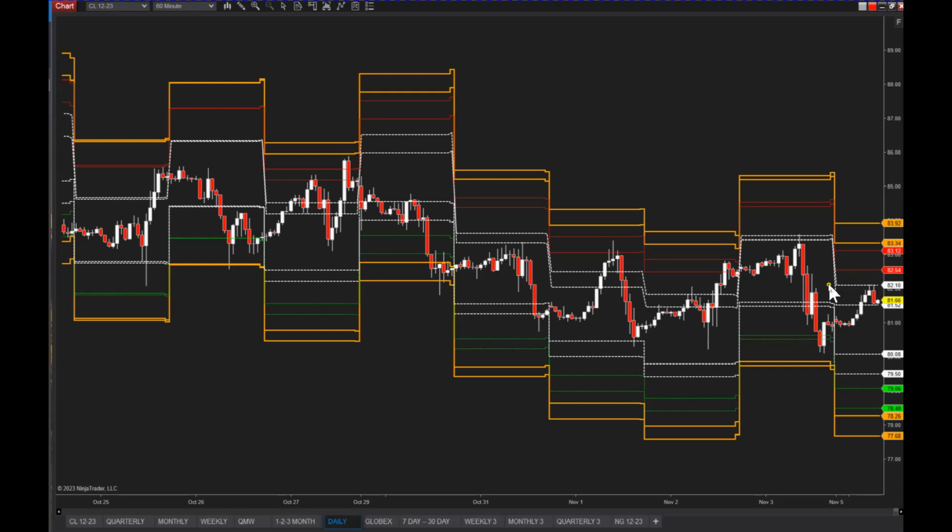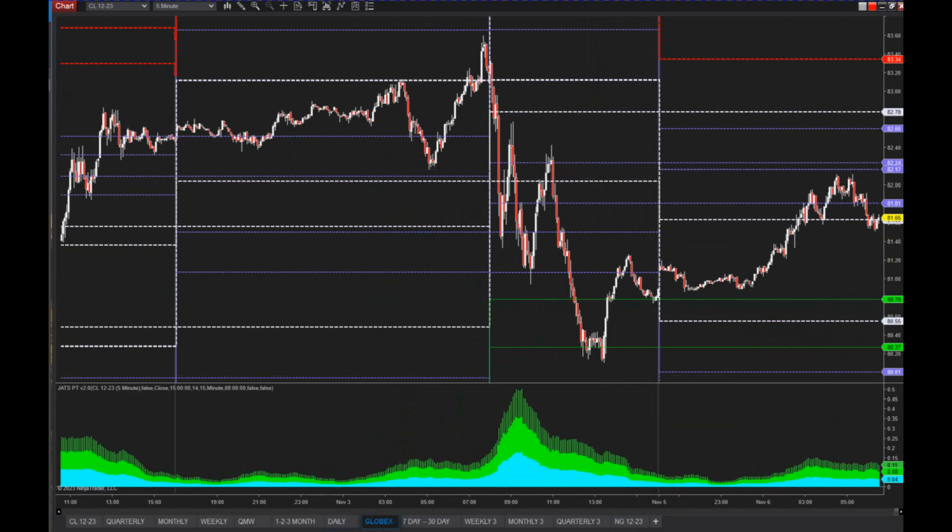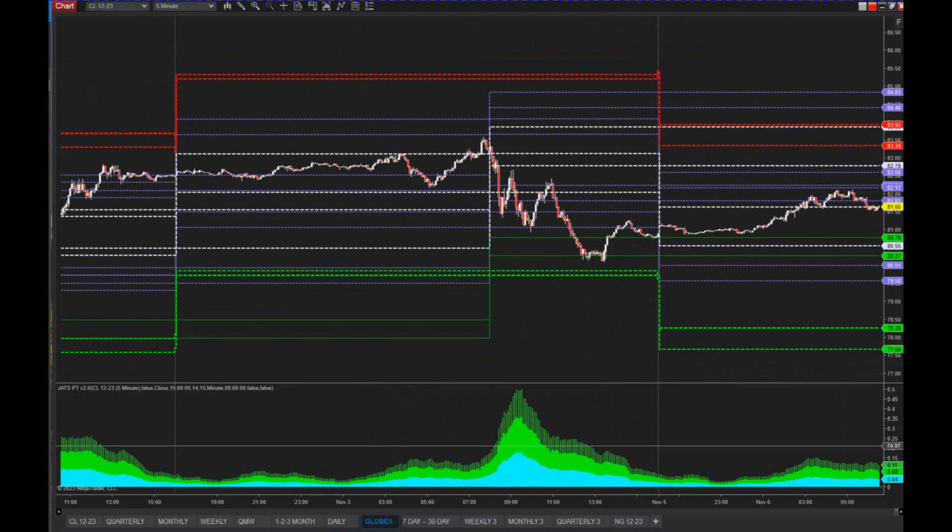So it looks like here we found resistance and support. And so here's your straddle idea, 81.52 to 82.10. Long or short back down. It's your daily distribution. Here's that Globex overnight.